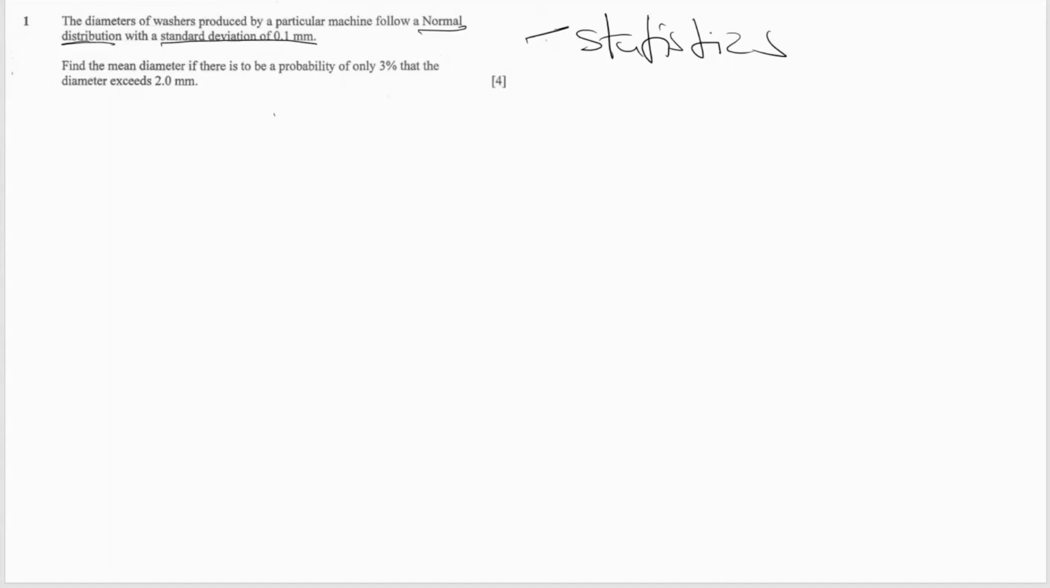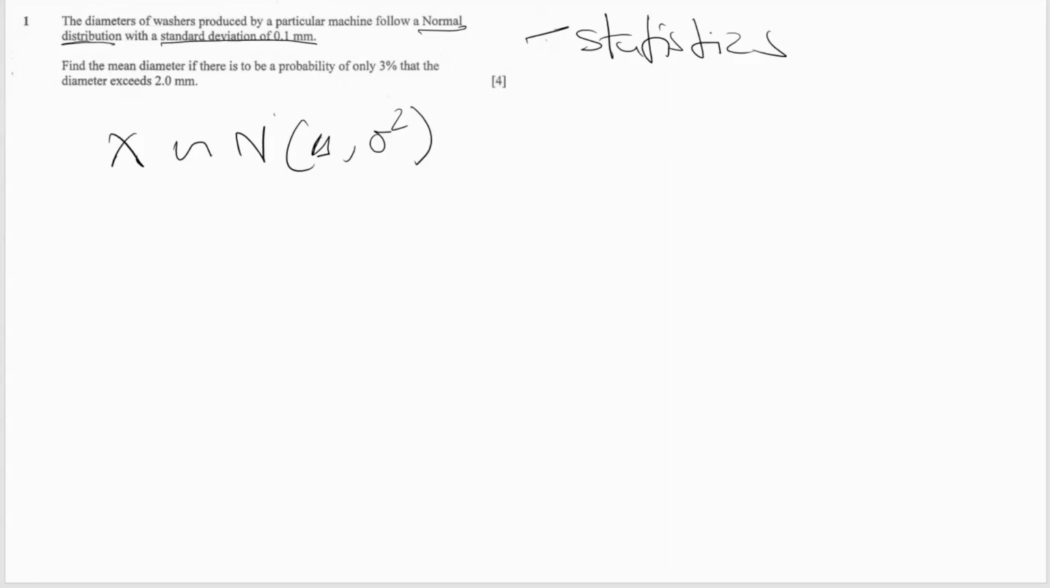We know that if we define a variable x that follows a normal distribution, it is written with mu, which is the mean, and sigma squared, which is the variance. So that's the general representation of a normal distribution. And what we want here is to find the mean diameter if there is a probability of only 3% that the diameter exceeds 2 millimeters.